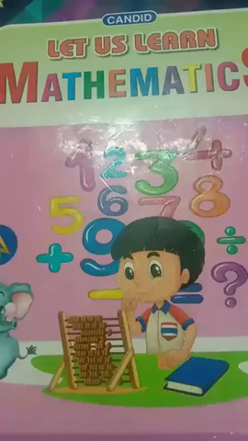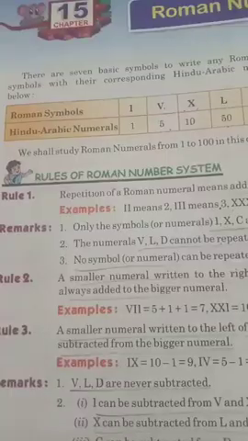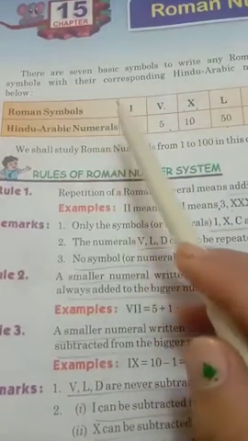Welcome dear students. In this video we will do our second chapter of UT2 syllabus, that is chapter 15, Roman numerals. In Roman numerals, 7 basic symbols are used.